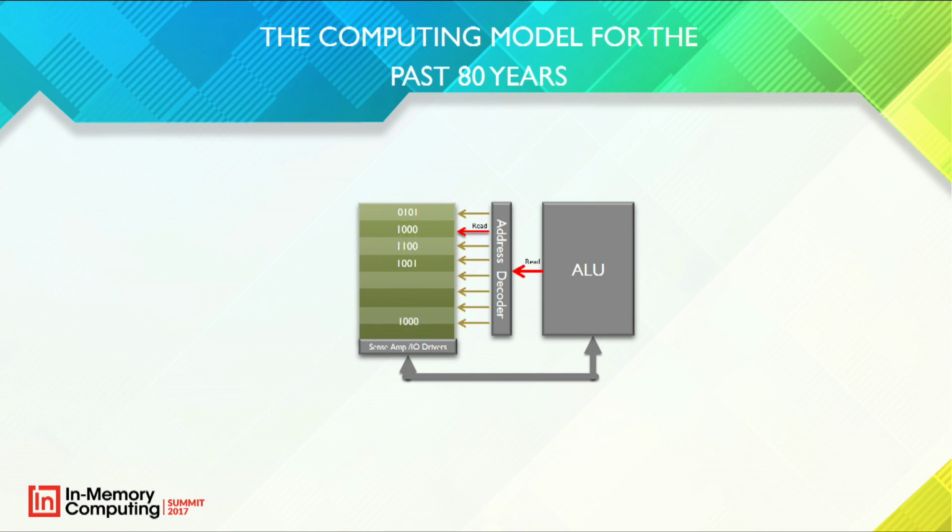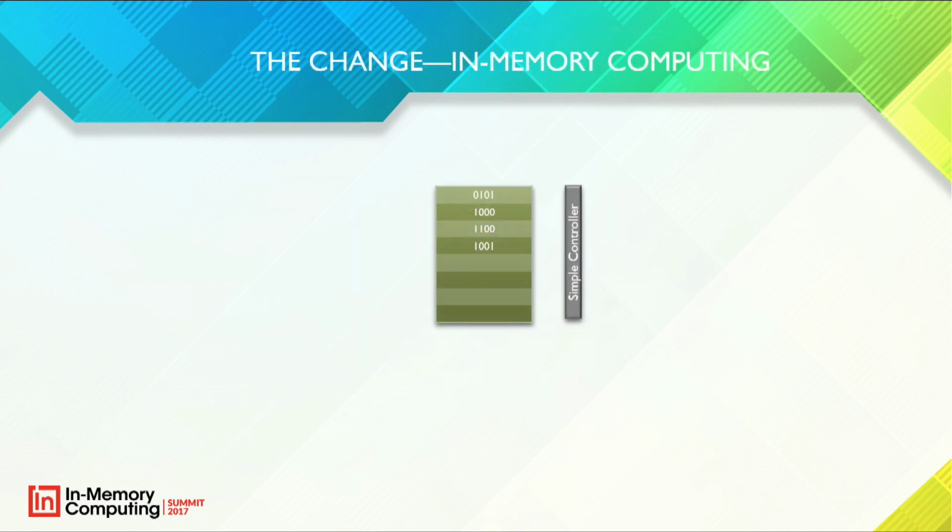Okay, the ALU sends a request to the memory by opening an address. We can get the data from the memory to the ALU. The ALU does the computation and writes back the answer to the memory. This is the way it works. But now let's see how associative processing works.